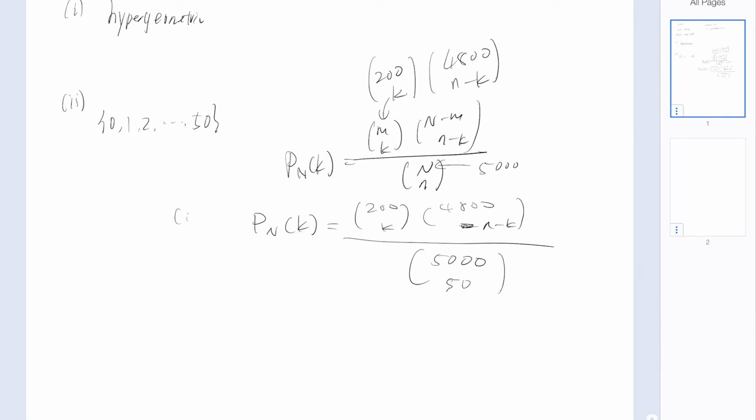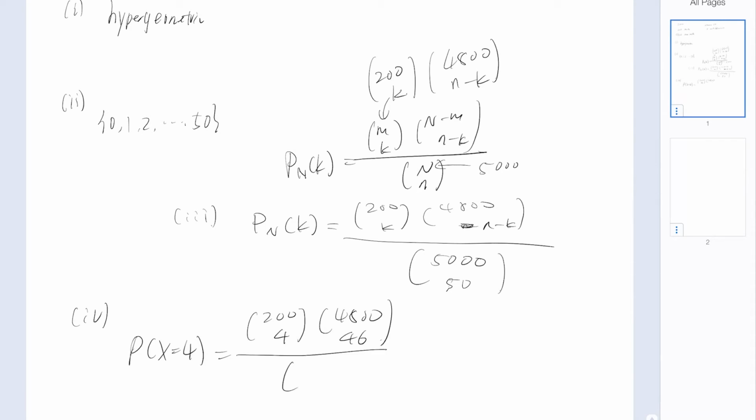And then we are asked to calculate when the random variable equals 4, and that is easy. We can just simply plug in the formula to get the final answer that I have shown here.